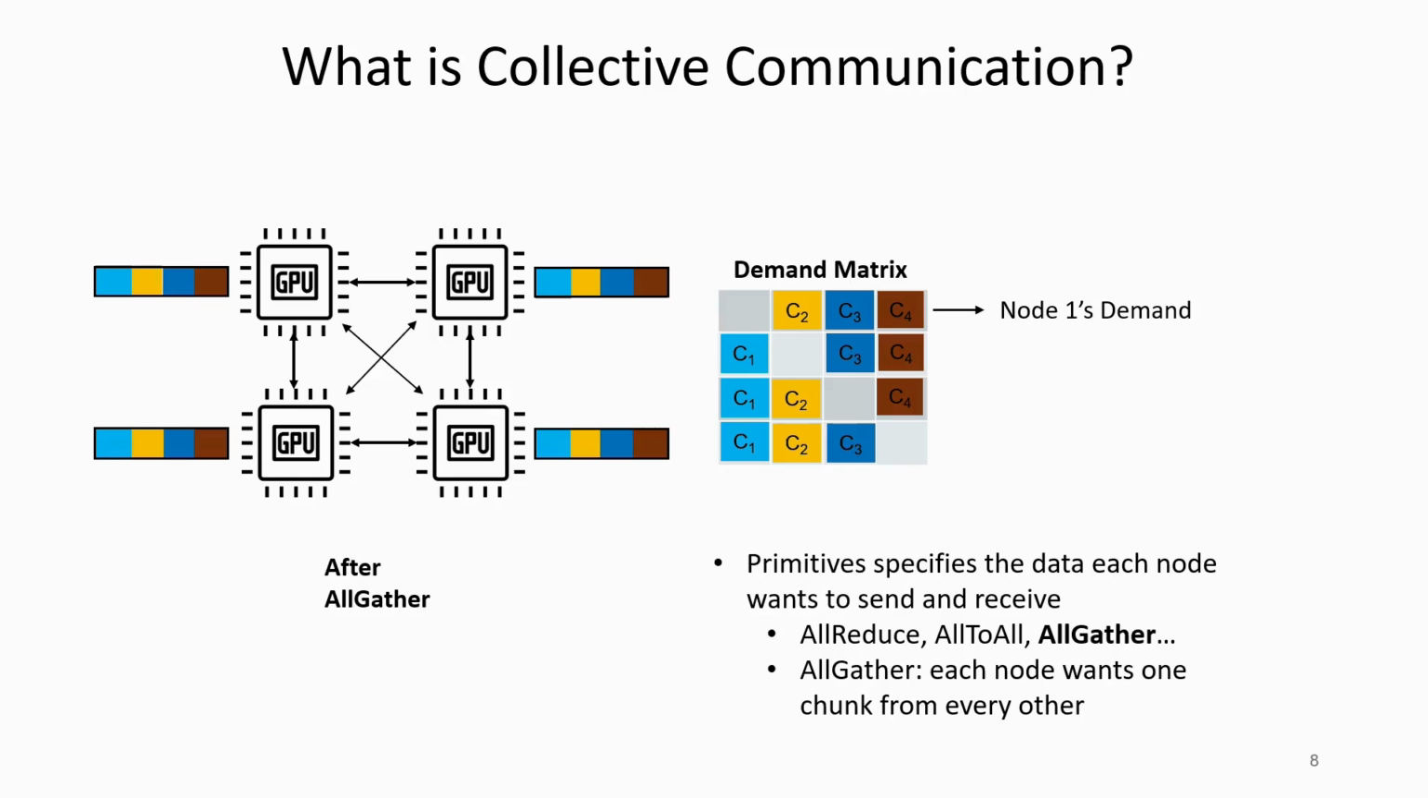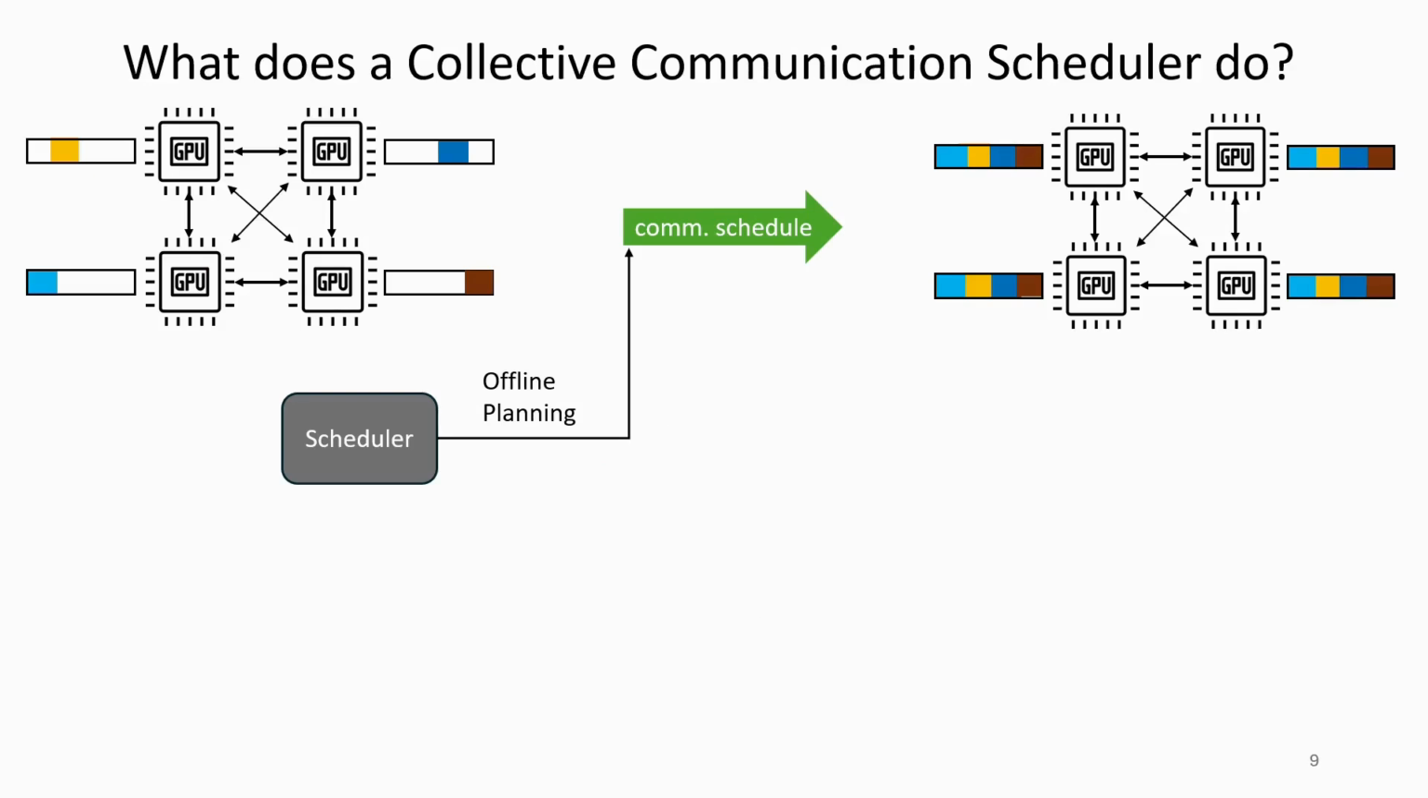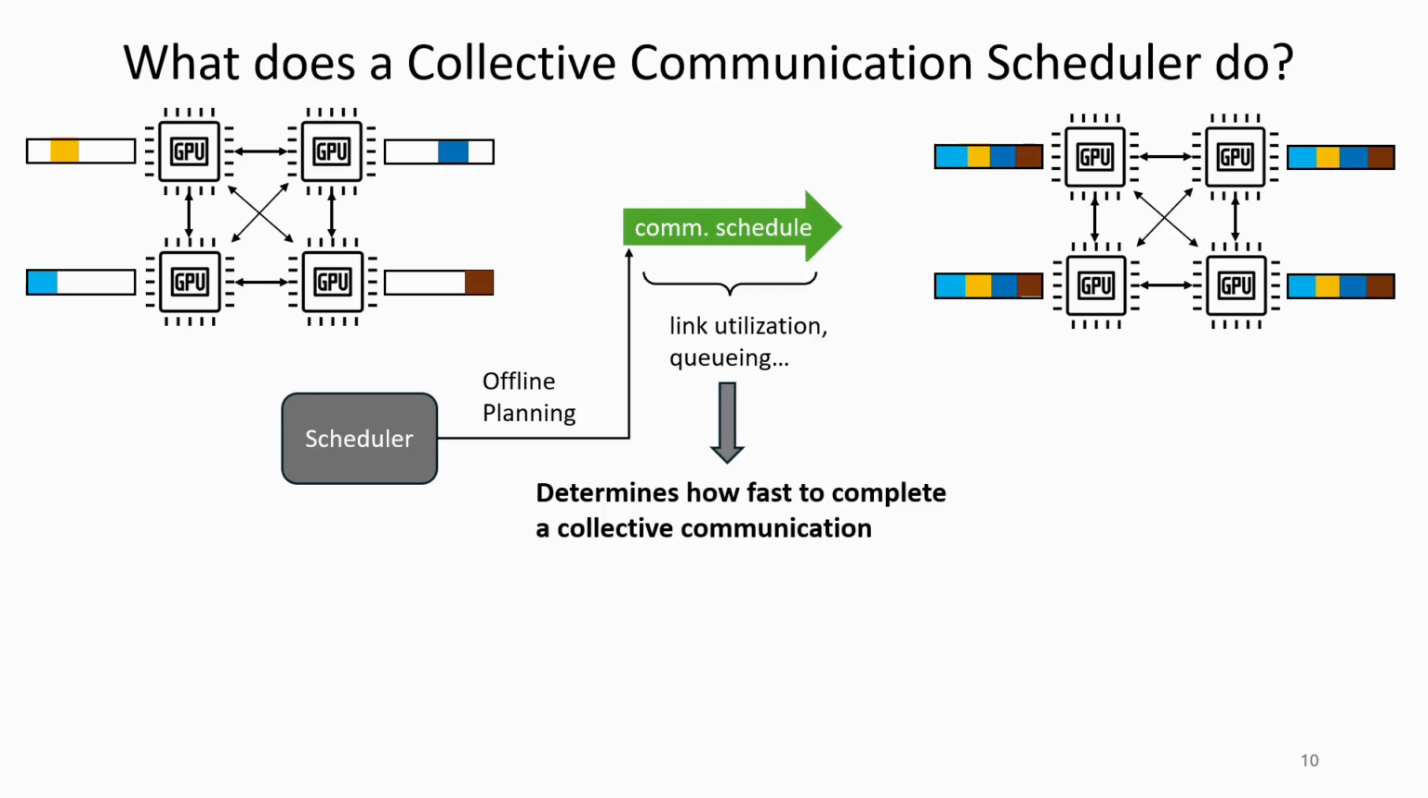So this can also be expressed in the form of a demand matrix. So the first row tells us node 1 wants a chunk from node 2, node 3, and node 4, and so on. Now, what does a collective communication scheduler do? A scheduler's job is to do some offline planning and will give us a communication schedule such that by following this communication schedule, we can finish our collective communication. This communication schedule will determine link utilization or queuing, and ultimately, it determines how fast we complete a collective communication.